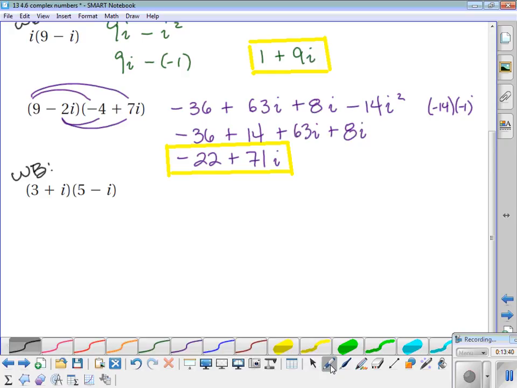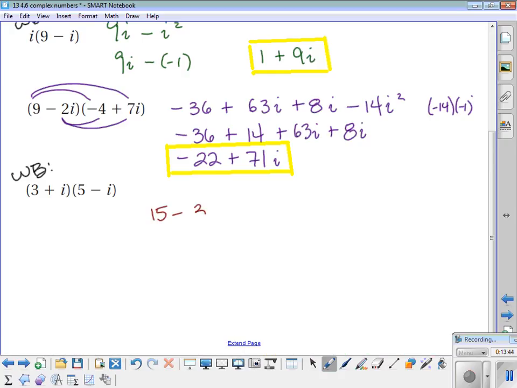All right, so you guys got 15 minus 3i plus 5i minus i squared. That's minus a negative 1. So 15 plus 1, we get 16, and then plus 2i.